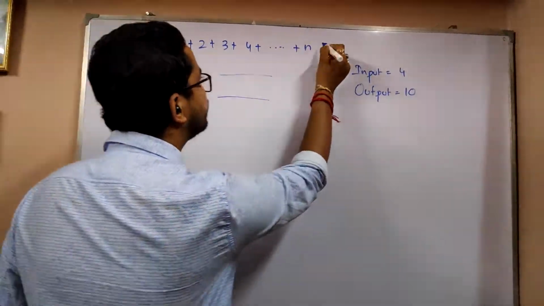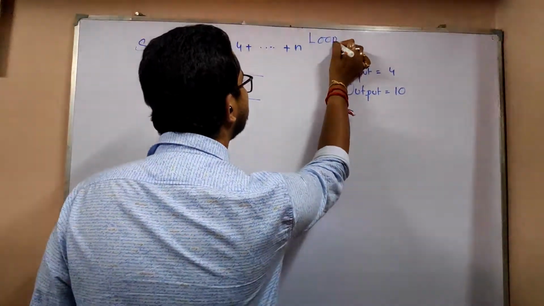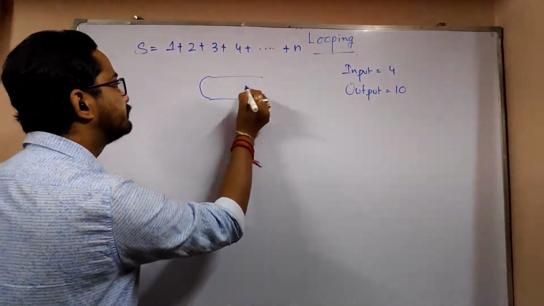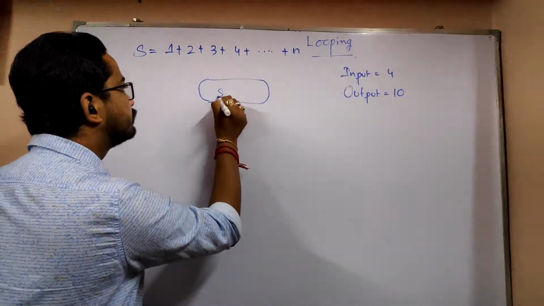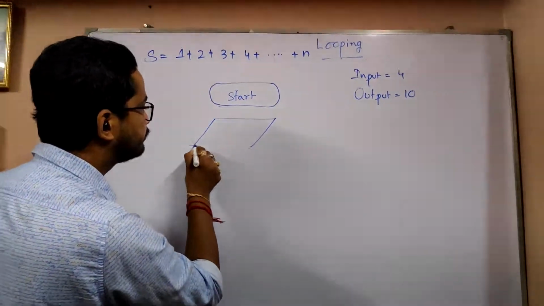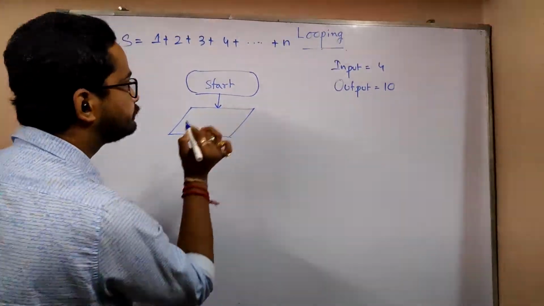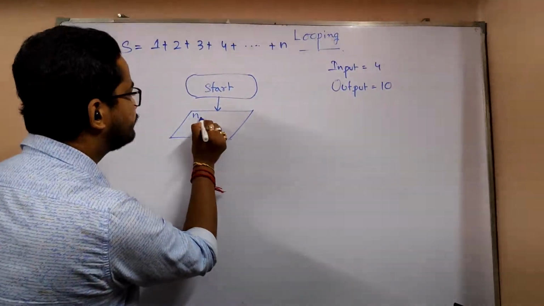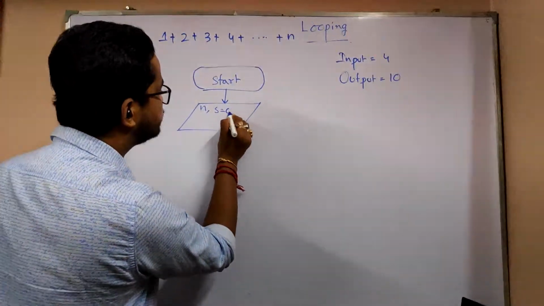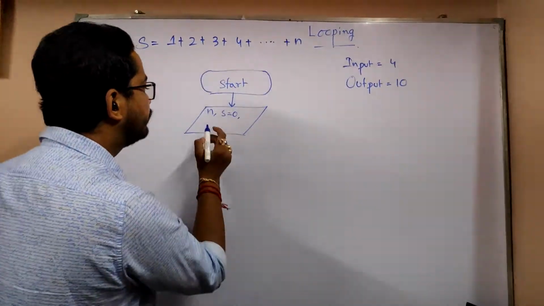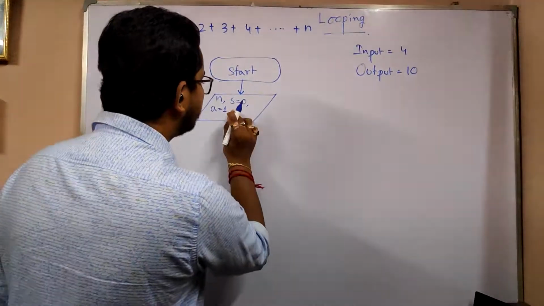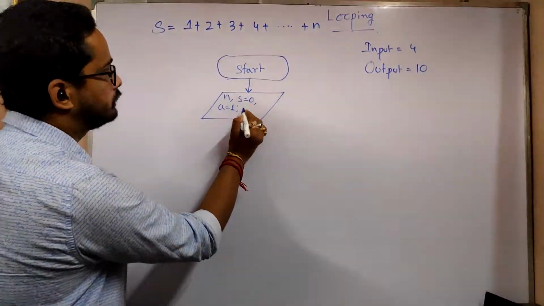I am doing looping using flowchart. First we have to do start. Then we have to take input from the user, and here n I am taking for the number of terms. s I am taking as 0, that helps to hold the sum. And now a equals 1 I am taking, only one variable, 1.